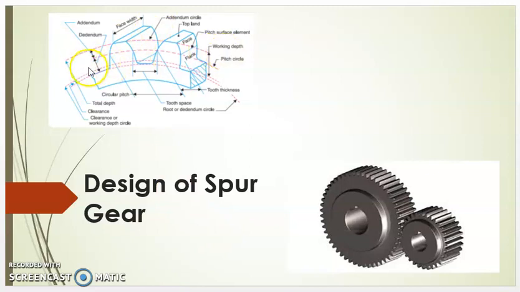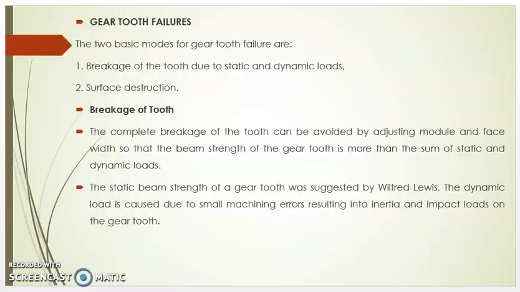This is the image of spur gear terminology. Now first point in design of spur gear is gear tooth failures. The two basic modes for gear tooth failures are: first, breakage of the tooth due to static and dynamic loads, and second, surface destruction. Now we will see first breakage of tooth.